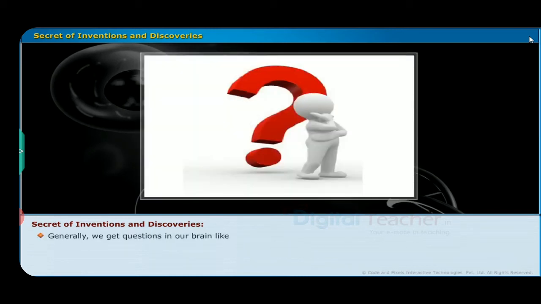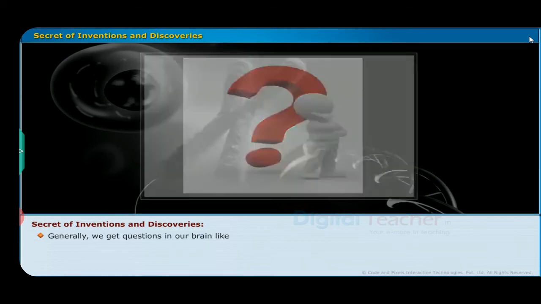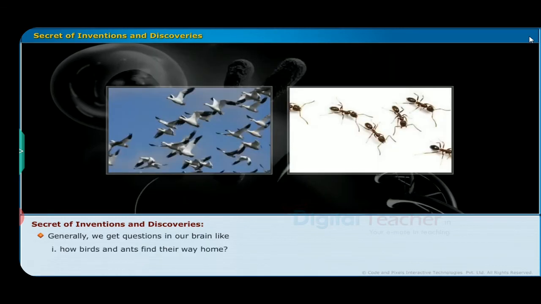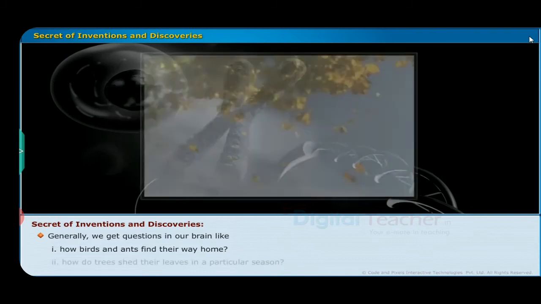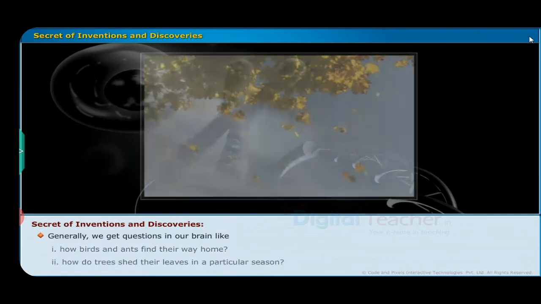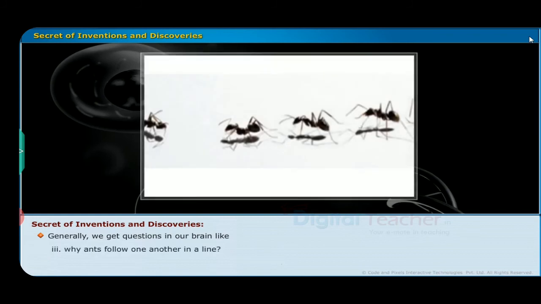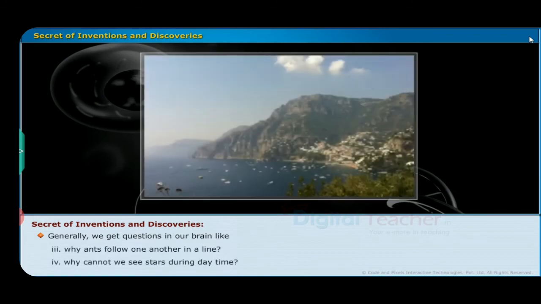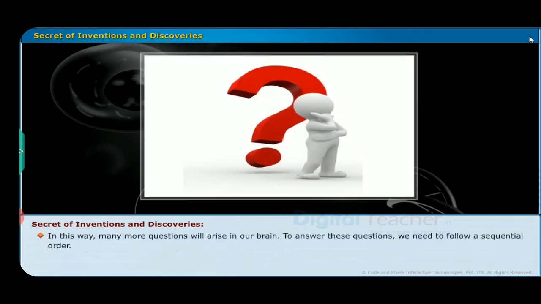Generally, we get questions in our brain like, how do birds and ants find their way home? How do trees shed their leaves in a particular season? Why do ants follow one another in a line? Why can't we see stars during daytime? In this way, many more questions will arise in our brain. To answer these questions, we need to follow a sequential order.